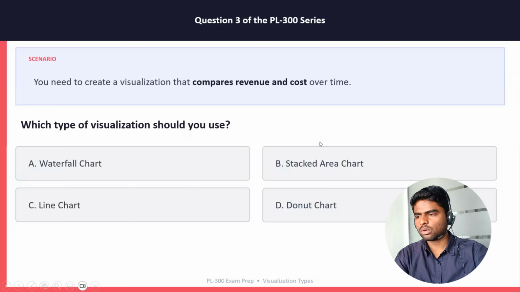To solve this particular question, they have given you this simple scenario. You need to create a visualization that compares revenue and cost over the time. On the basis of this scenario, they have given you this question: which type of visualization should you use? To solve this question, they have given you the options. First one is waterfall chart, second one is stacked area chart, third one is line chart, and fourth one is donut chart. Before making any selection, I want you to understand when to use which chart.